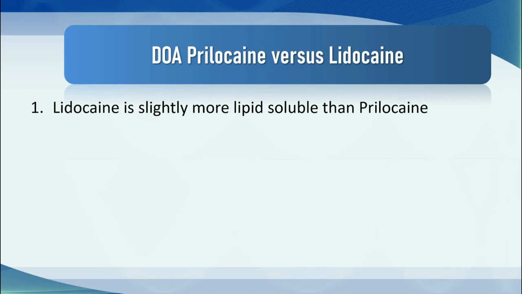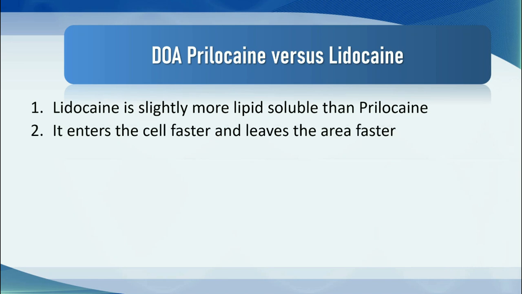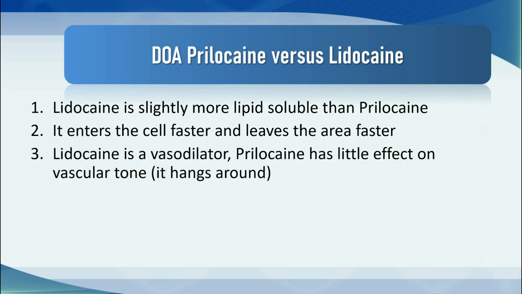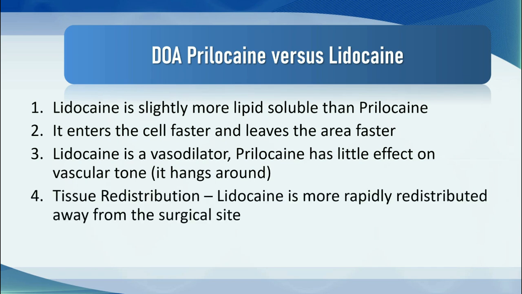Lidocaine is slightly more lipid soluble than prilocaine, and so it enters the cell more quickly and wears off more quickly. It's also a mild vasodilator. Prilocaine has minimal effect on vascular tone. It tends to hang around. But because lidocaine is a vasodilator, it becomes redistributed away from the tissues more quickly. So the amount of lidocaine at the site where you've injected it is relatively lower than the amount of prilocaine because of the increase in blood flow, and that results in more rapid clearance.